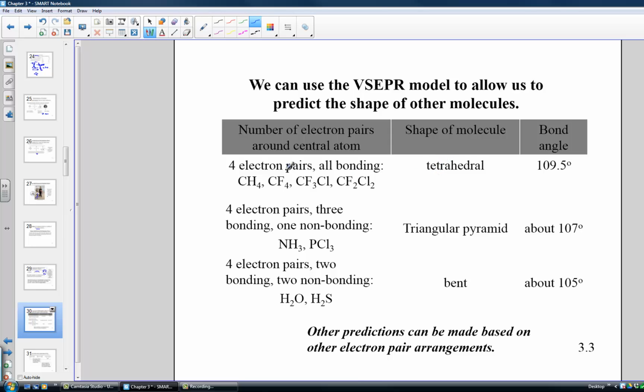If I have all 4 pairs of electrons around the central atom involved in a bond, we call it tetrahedral. And that tetrahedral has a bond angle of 109.5. If of the 4 electron pairs around a central atom, 3 are bonded but 1 is a non-bonded pair, it's said to be, I call it trigonal pyramidal, triangular pyramid. And if of the 4, 2 are bonded and 2 are not, we say it's bent.